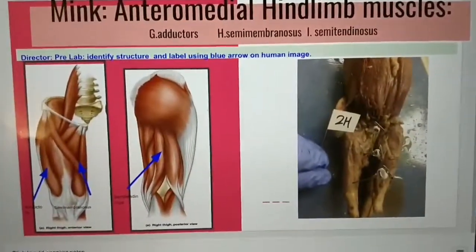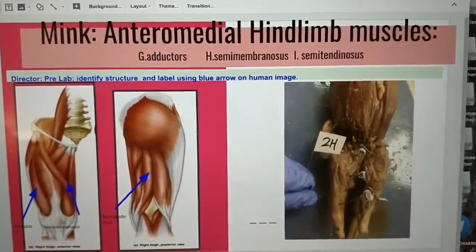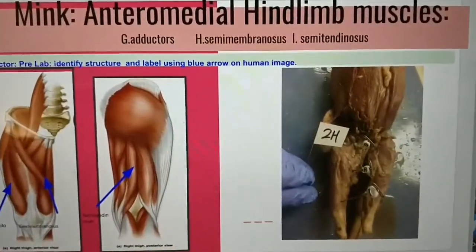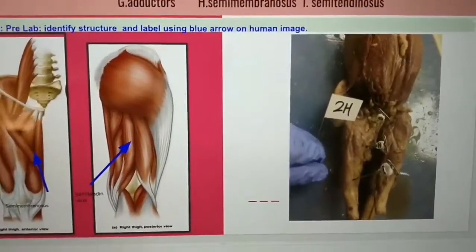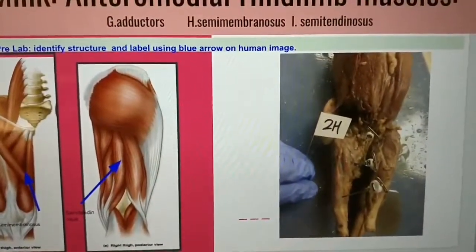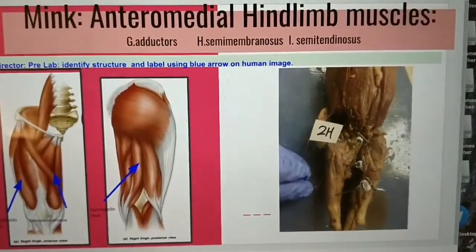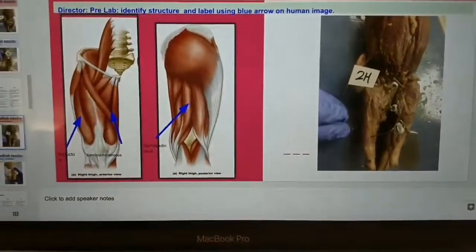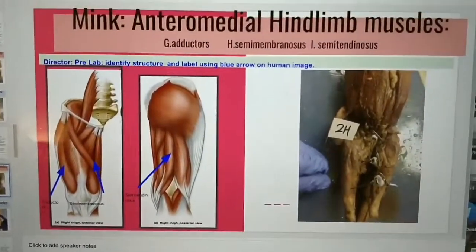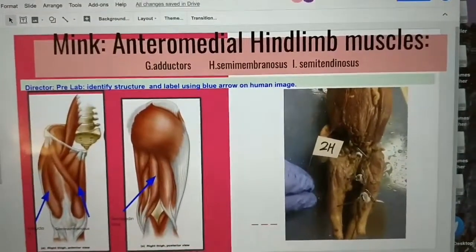And then in the last image we have here the adductors, semimembranosus, and semitendinosus. In this image right here, you can see that it first goes the adductors, then the semimembranosus, and then the semitendinosus. These are located mainly at the posterior view of the leg, and are all superficial structures.